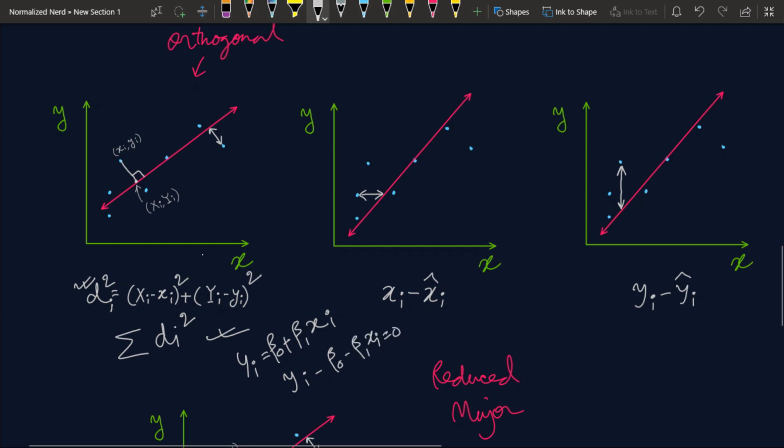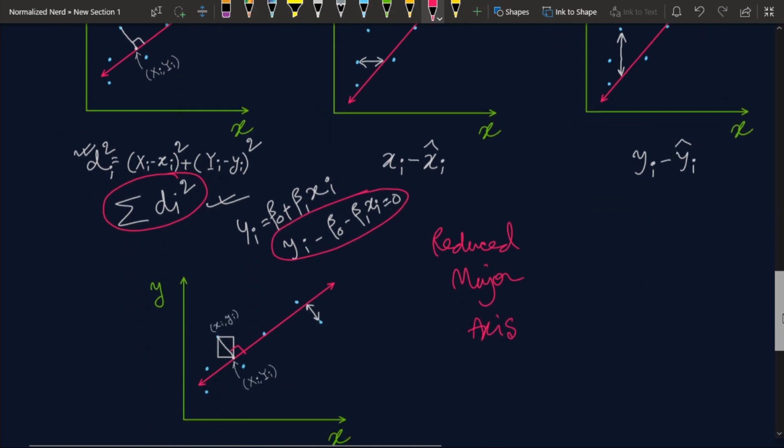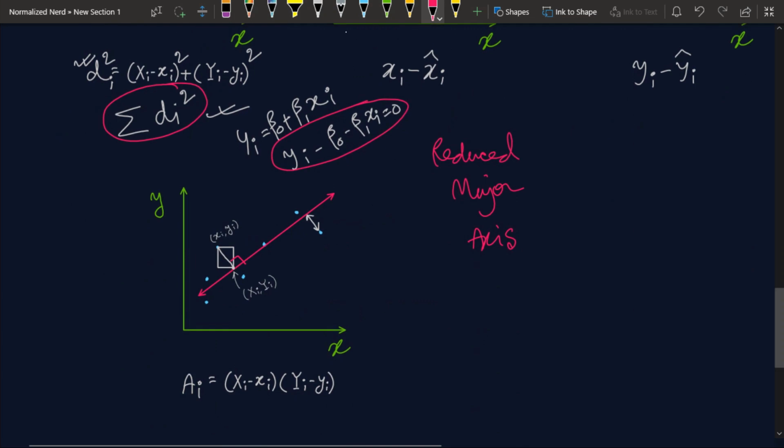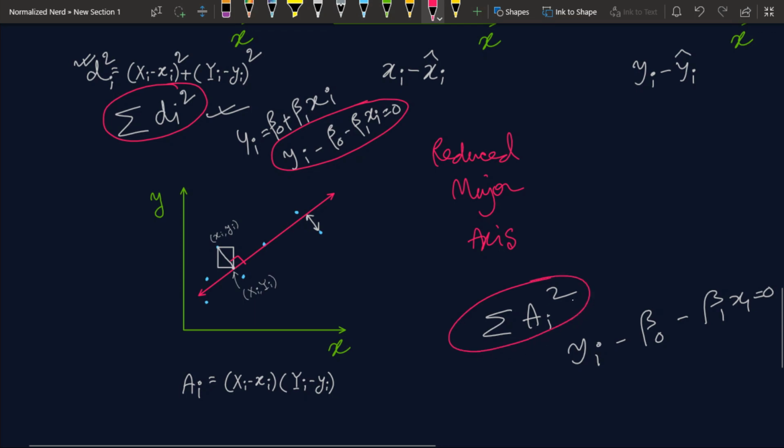So the major axis regression is equivalent to saying that we are minimizing this term under the constraint of this equation. Alright. And in case of the reduced major axis regression, we are minimizing this thing under the constraint of this equation. So this is our minimization objective and this is our constraint.